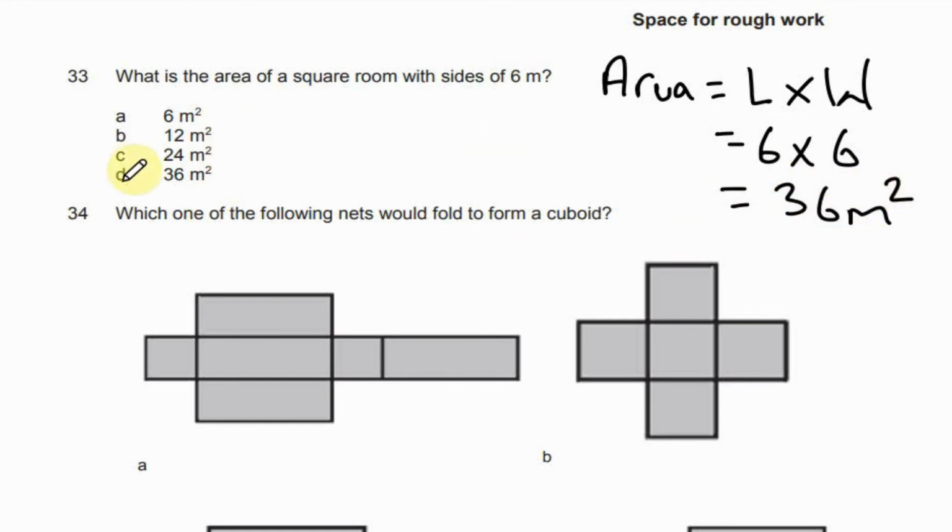So length times width. Now what do we know about the square? The length and the width will have the same measurement because all the sides have the same length. All right, so if one of the sides is 6 meters here, the length is 6 meters and the width will also be 6 meters. All right, so 6 times 6 will give us 36. So our answer here would actually be 36 squared meters, which is option D right here.